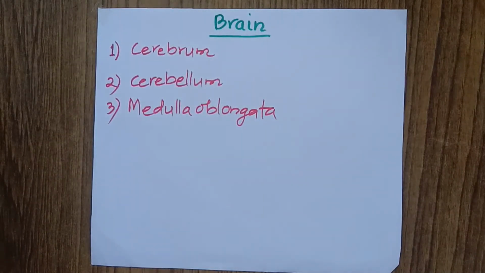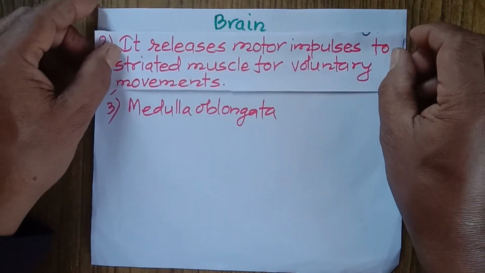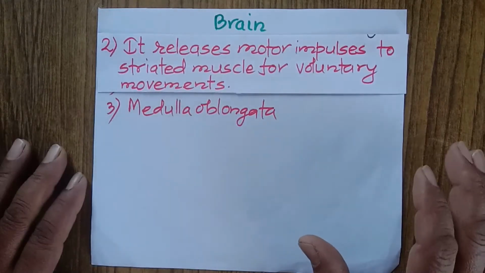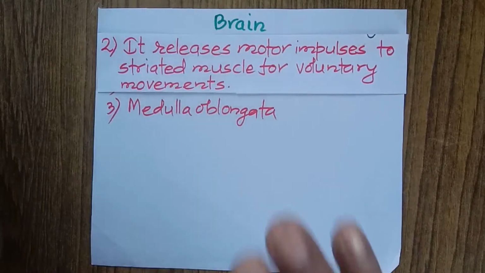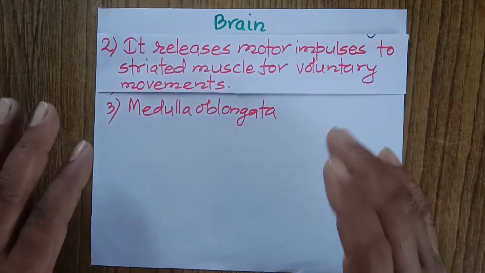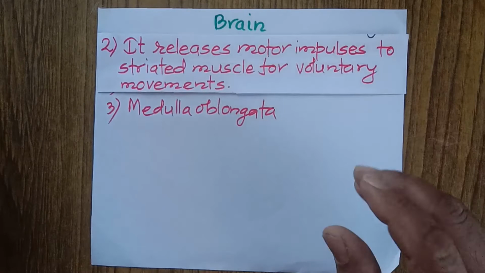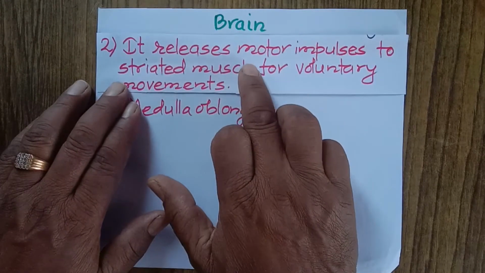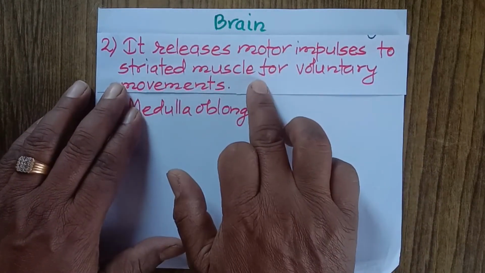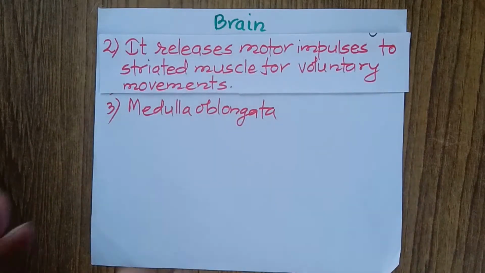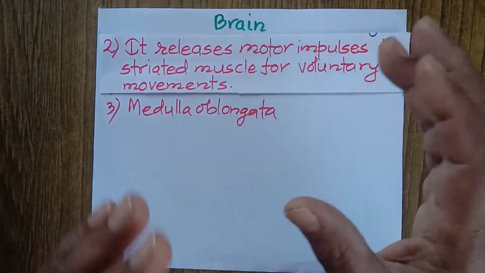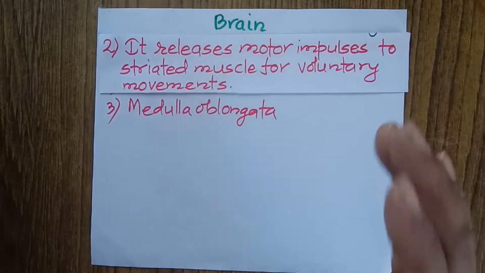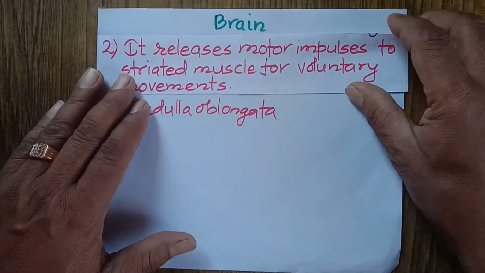Now let's talk about the second one. This is another function. It releases motor impulse to the striated muscle for voluntary movements. What does it mean? Whenever our brain decides to do something, it releases motor impulse. For example, if we have to go out of our house, then brain orders in the form of motor impulse to the striated muscle, and muscle begins to coordinate body motion, and he will walk. These movements are voluntary movements, and these are under our own control.